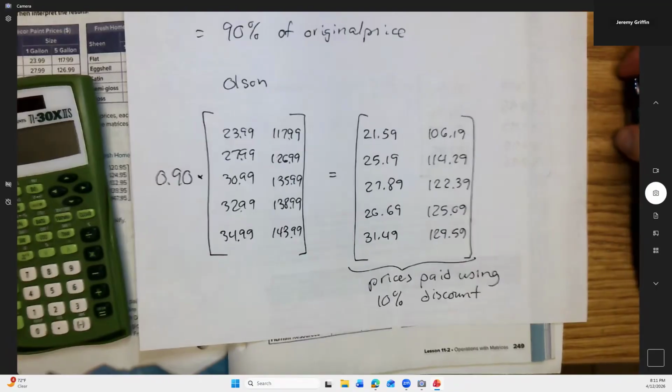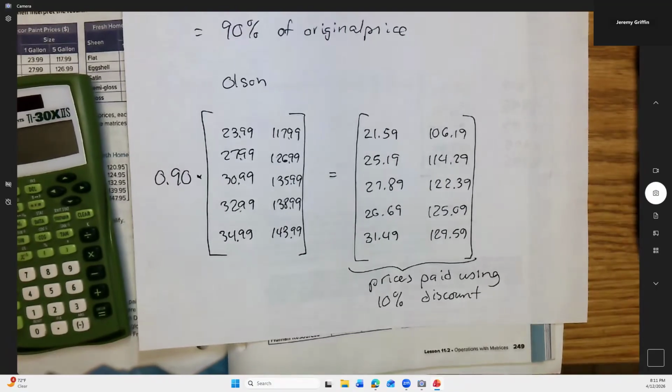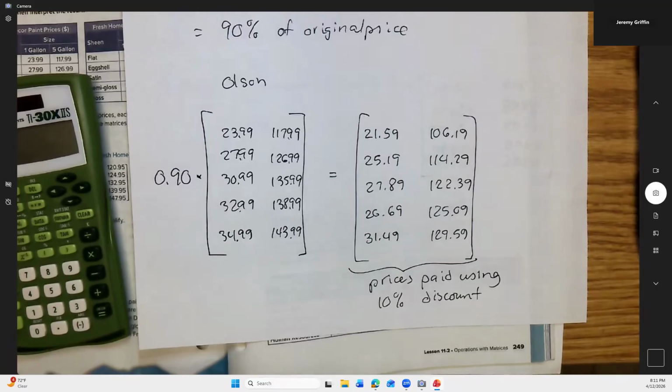So in lesson 11.1, they were showing you what a matrix is, how to interpret it, and how to write and organize these things. In lesson 11.2, we've done some basic math. You can add and subtract matrices that have the same dimensions, and you can also multiply them by a scalar quantity.